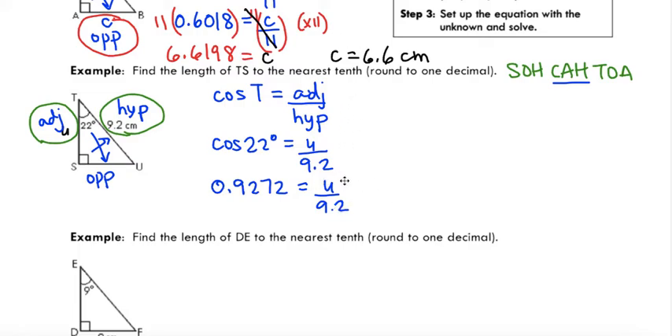So I want to isolate for my letter u. Right now it's being divided by 9.2. The opposite of division is multiplication, so I want to multiply both sides of my equation by 9.2. This will get rid of my 9.2's on the right-hand side because 9.2 divided by 9.2 is 1. So I'm left with 1u, or just u. And then I want to take my 9.2 and multiply it by 0.9272. And that gives me an answer of 8.5 if I round to 1 decimal place.